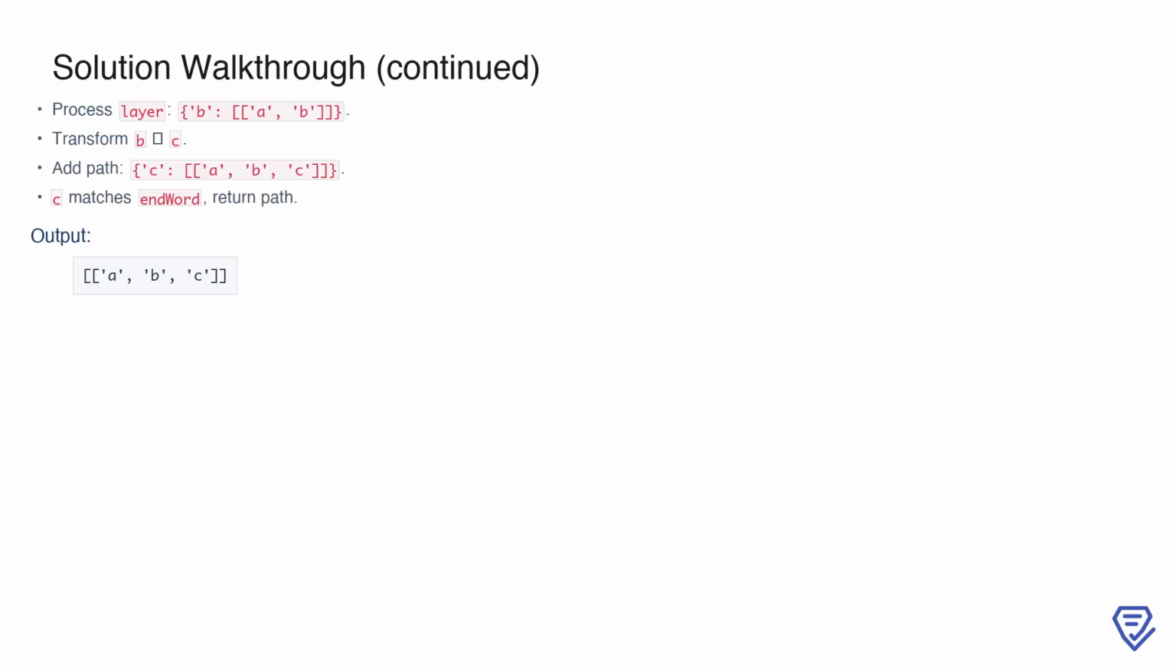In this layer, we process B, which is the only word in the current layer. The valid transformation for B is C, and since C is in the word list, we add it to the new_layer with the path a, B, C. As C matches the end word, we stop the BFS process and return the path a, B, C as the output. This single path represents the shortest transformation from a to C, and it includes only valid words from the word list. This concludes the example where there is a single valid transformation path.